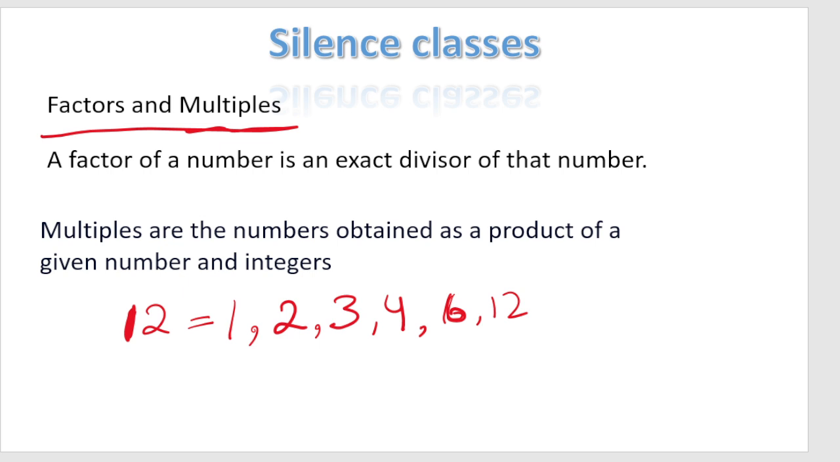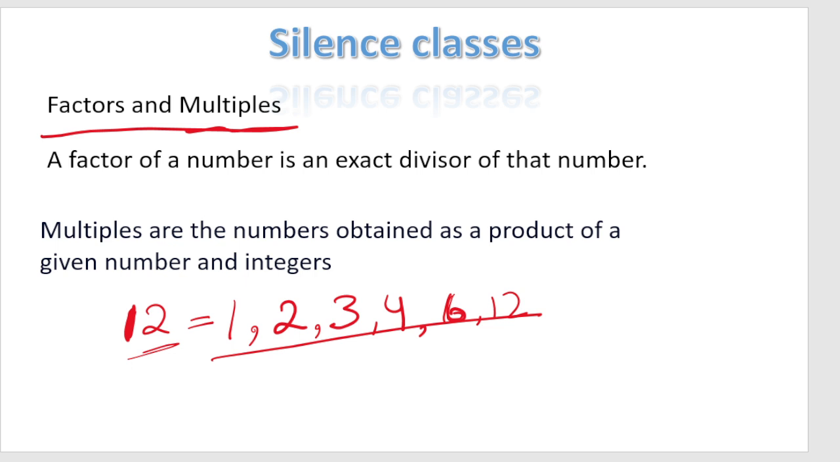Means we can divide 12 by 12. So the factors of 12 are 1, 2, 3, 4, 6 and 12. These are the numbers by which 12 can be divided completely, and no remainder will be left. So what are factors? Factors are those numbers which can divide a number completely. No remainder will be there at last.